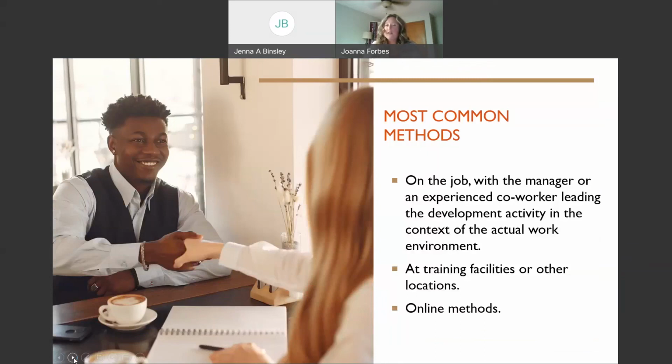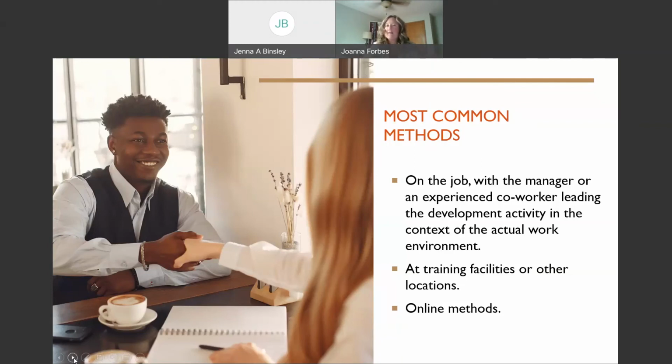So the most common methods are the three that we're seeing on the screen right now. And that's on the job with a manager or a fellow coworker that has a wealth of experience, and they'll lead that development activity right there in the context of the actual work environment. And we'll talk about examples of that. So that's a very common one. And again, that does not need to be a huge business with different layers of management and staff. That can be a very small business that can still do this very successfully.